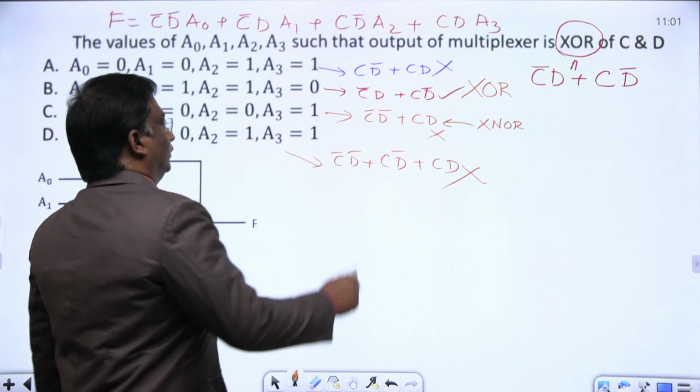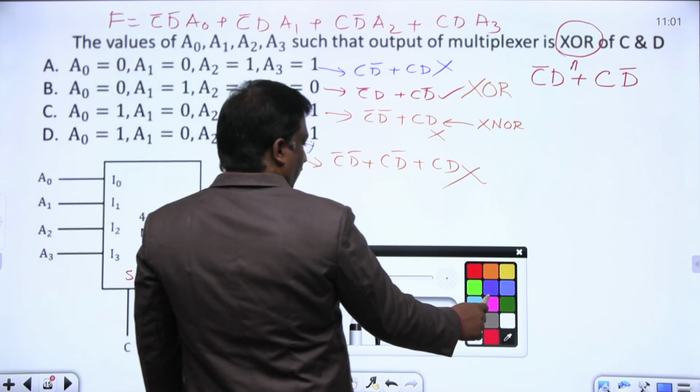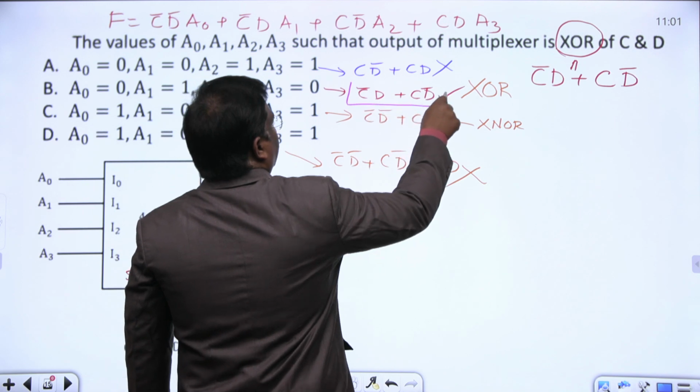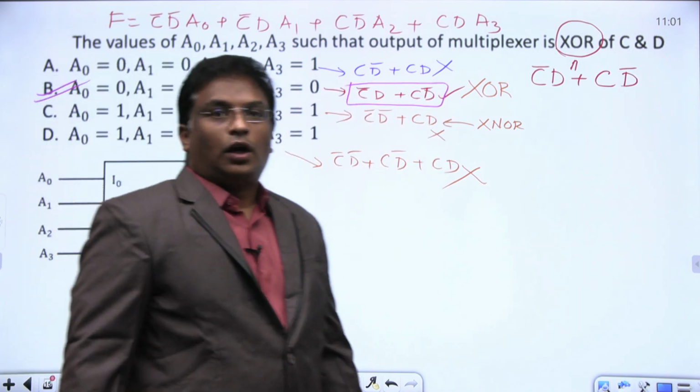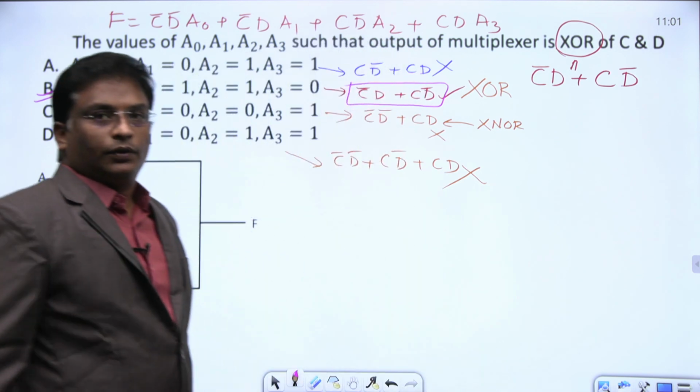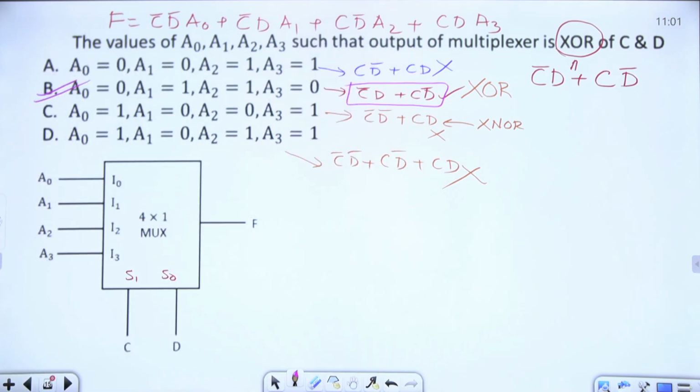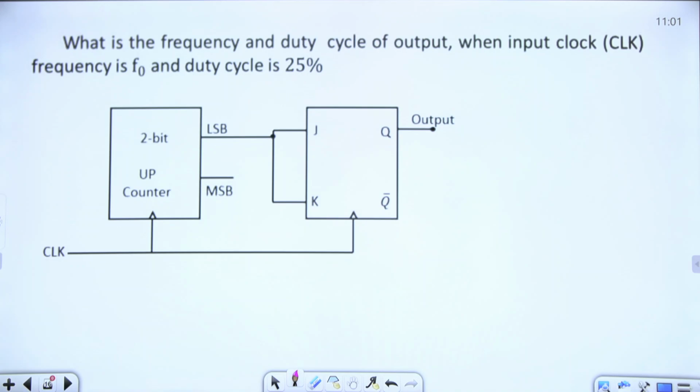Okay, XOR gate, which is giving the XOR output. This one is giving the XOR output. Therefore, option B is the right answer. Option B is the right answer. XOR output. Right. Let us move on to the next question.